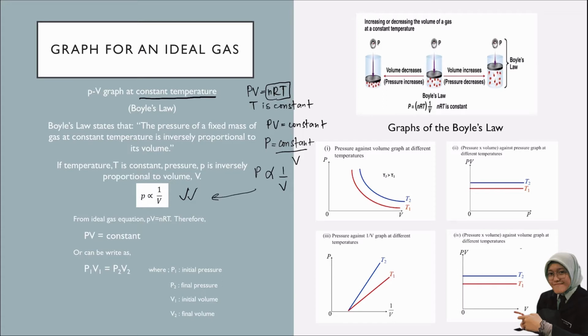Sama kan? Okay. Now, from ideal gas equation, PV equals to nRT. Therefore, we know that PV is constant. Yep, just like I do that. Or can be written as P initial times V initial equals to P final times V final. Right here.